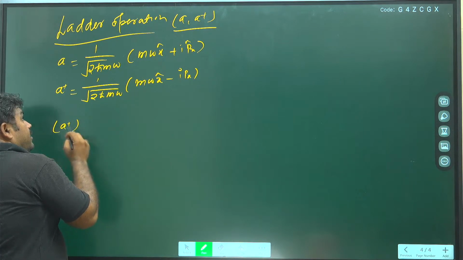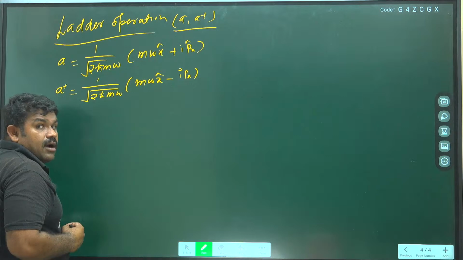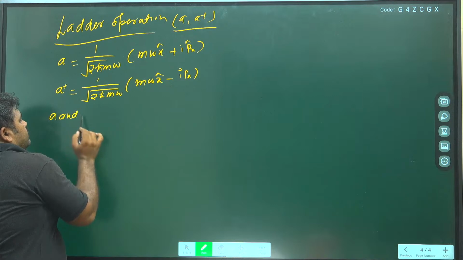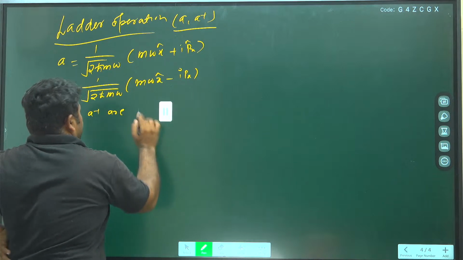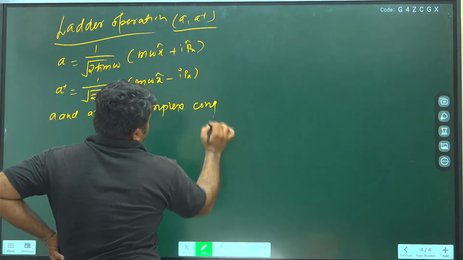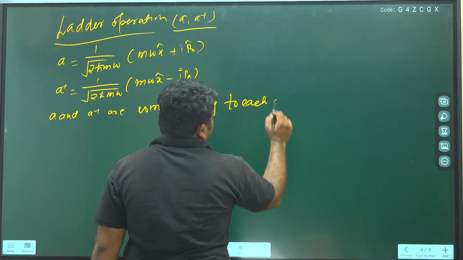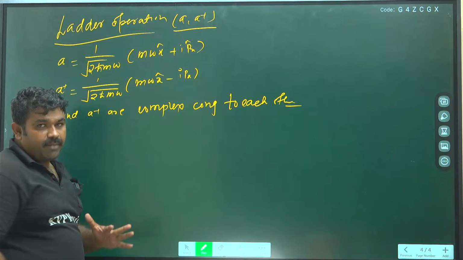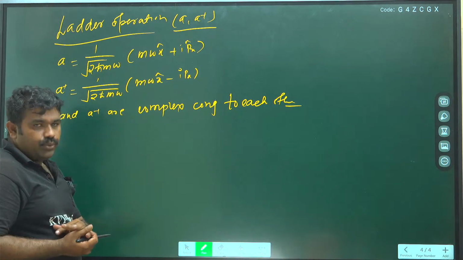Okay, a dagger of dagger is a. Meaning this a and a dagger are complex conjugate to each other. Do you understand? A and a dagger are complex conjugate to each other. Complex conjugate means i is replaced by minus i and minus i is replaced by plus i. Clear? It means a and a dagger are complex conjugate to each other.